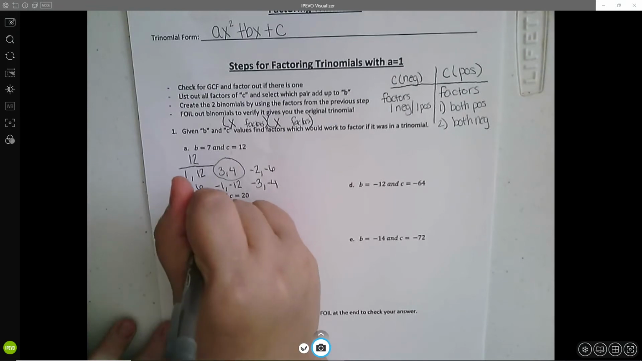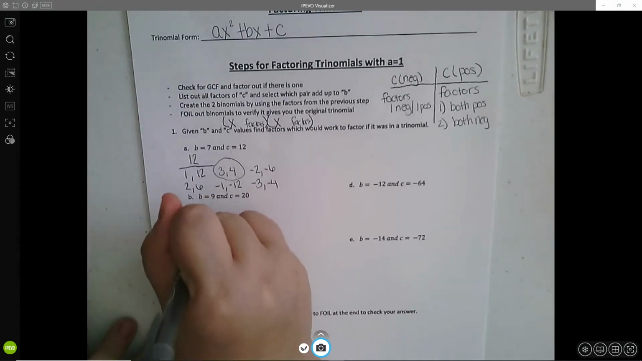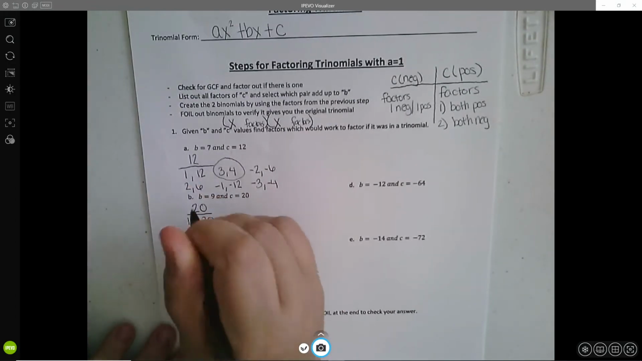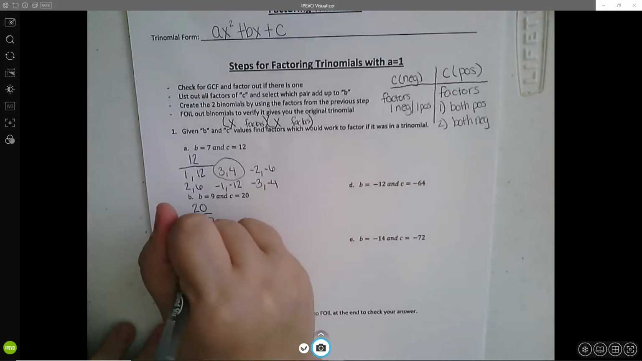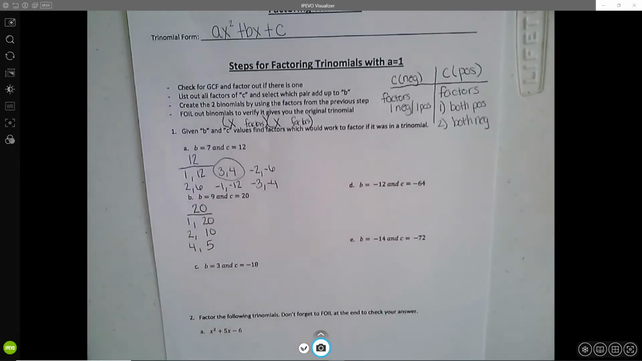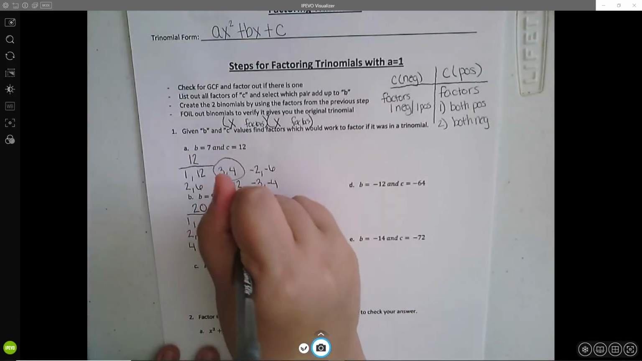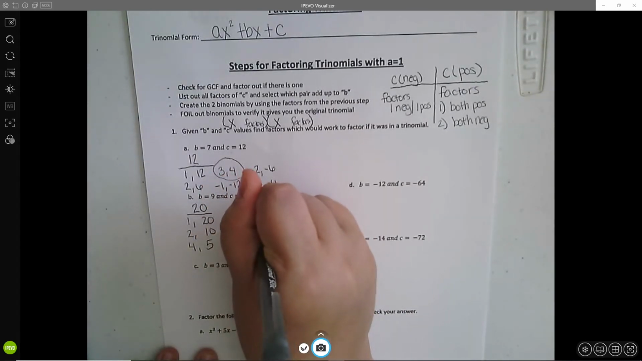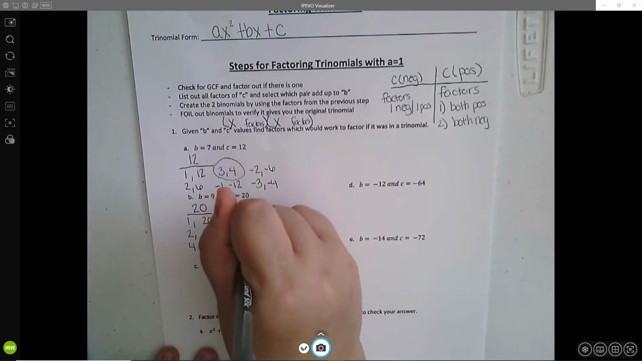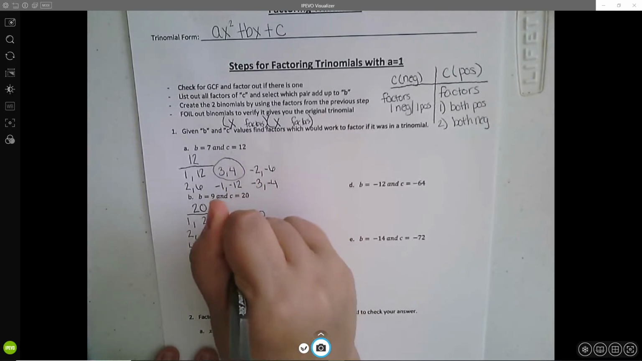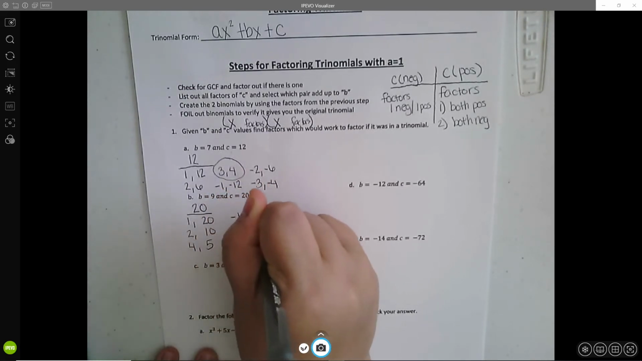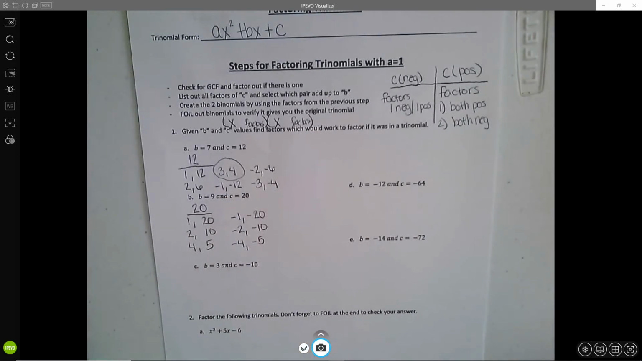I have 1 and 20. I have 2 and 10. 3 doesn't work. I have 4 and 5. Now, those are where it's both positive. Remember, I have to list where they're both negative. -1, -20. -2, -10. -4, -5.